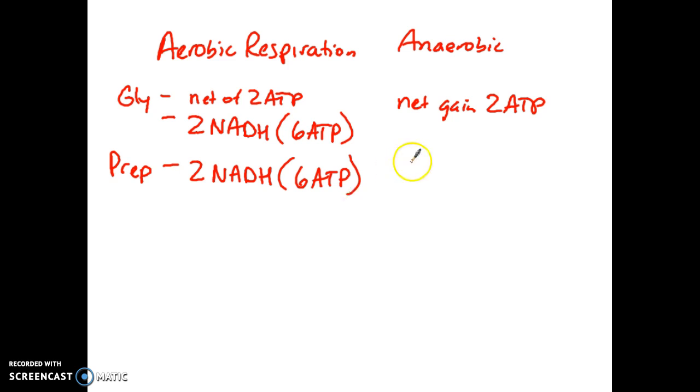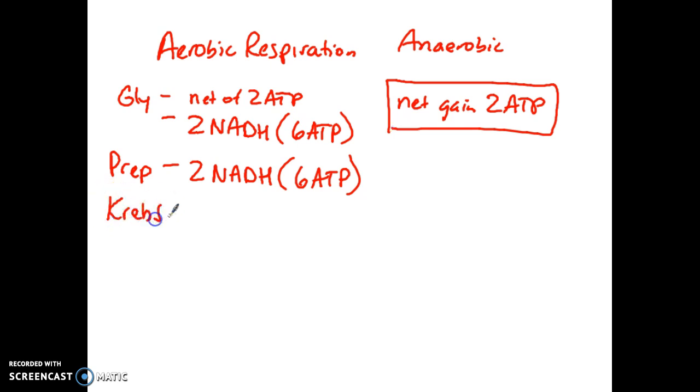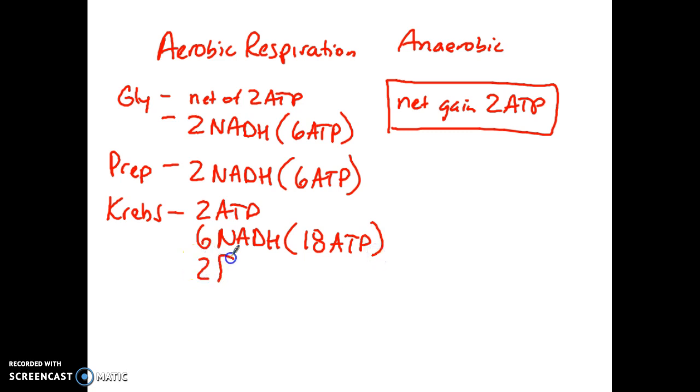There is no prep stage in anaerobic respiration. This is all you get. We're done. There's no more production of ATP. Then we get the Krebs cycle. The Krebs cycle gave us 2 ATP, 6 NADH, which once again, if each one gives us 3, is a possible 18 ATP, and then 2 FADH2, which, if you remember the currency, only give us 2 ATP for every one of those. If you need to go back, review the electron transport chain. So that's only 4 ATP.